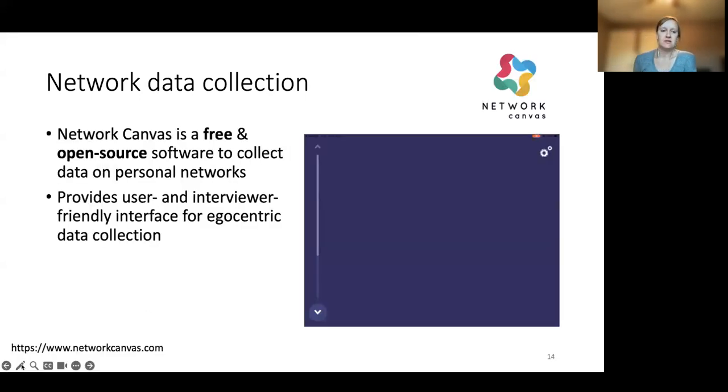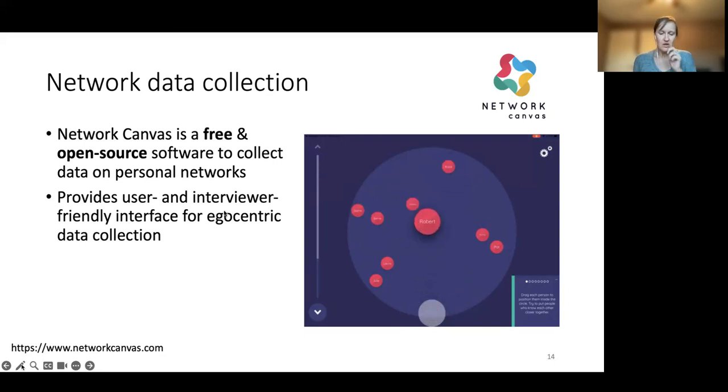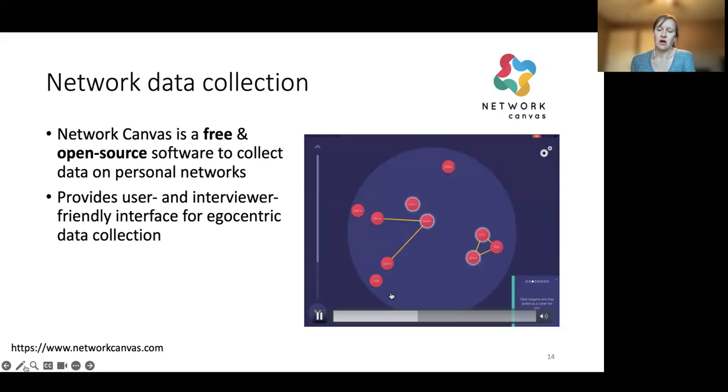So the team that I work with at Northwestern has developed this tool called Network Canvas. That's a free and open source software that you can use to collect data on personal networks. It provides a user and interviewer friendly interface for egocentric data collection. So as you can see, they're populating the people that are within their networks and then drawing the ties between people. And this is all very visual and understandable for participants, and has been used in a lot of research studies.